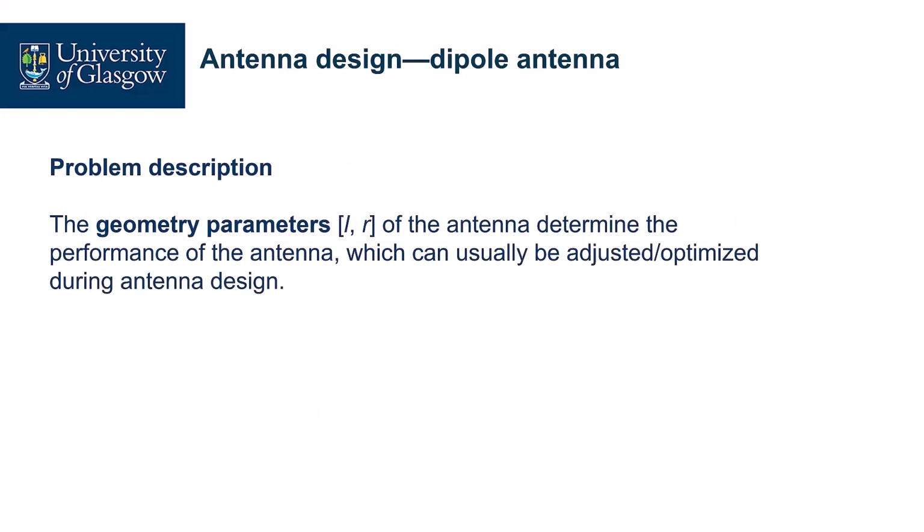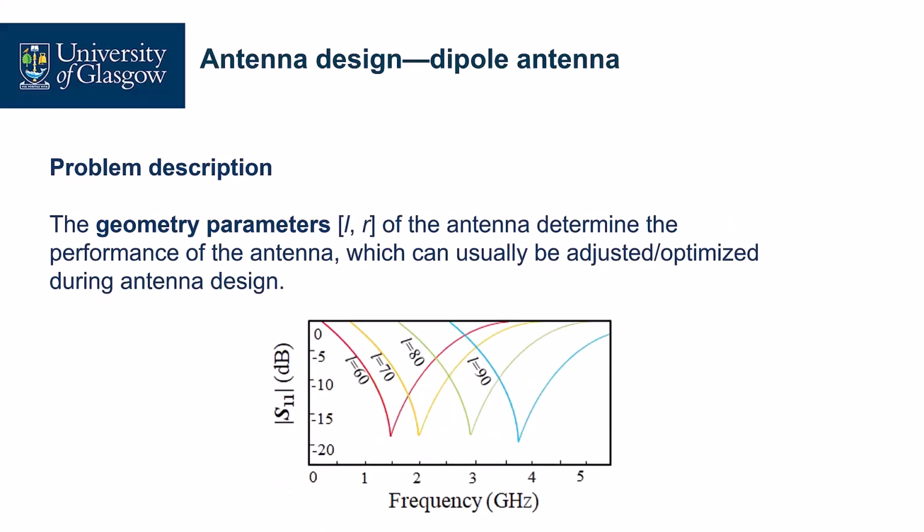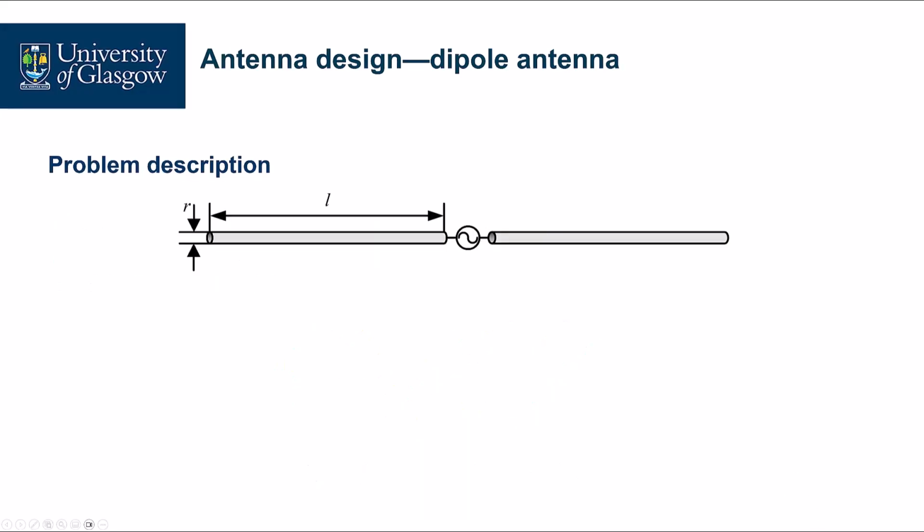As you can see in this figure, I fix the R value and I change the L value from 60 to 90. And we can see the response is different for each of them, right? Now we want to find the optimal L and R to meet the design requirements. So what are the design requirements? We can see it here, right?